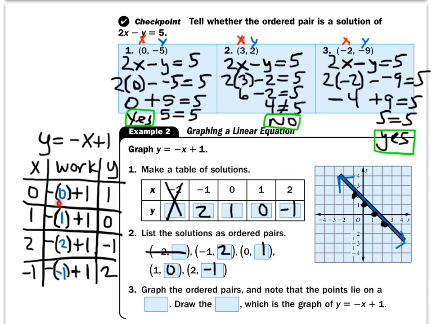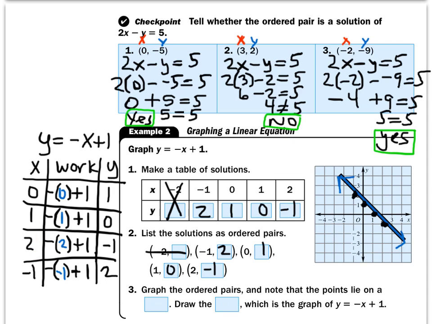So the opposite of 0 is still 0, plus 1 is 1. So that's my first point that I would graph, (0, 1). So I'd start at the origin. 0 means don't go left or right, and the 1 for the y tells me to go up 1, and I put a dot. And then I'm going to plug in a 1. So the opposite of 1 is negative 1, plus 1 would be 0. So I'm going to graph the point (1, 0). I start at the origin. The 1 tells me to go to the right 1, and 0 tells me do not go up or down. Just put that point right there.